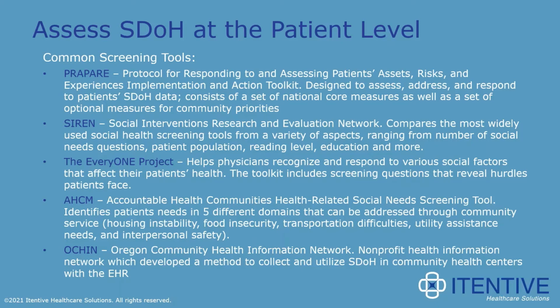You have the AHC HRSN, the Accountable Health Communities Health-Related Social Needs Screening Tool. Very long name, not shocked that it was also developed by CMS. So again, this is a screening tool that really looks at 5 different domains. And then you have OCHIN, which is the Oregon Community Health Information Network. This is a little bit different. It is kind of a flow sheet that was created to facilitate this information. It is patient-reported information to include in the EHR as well.